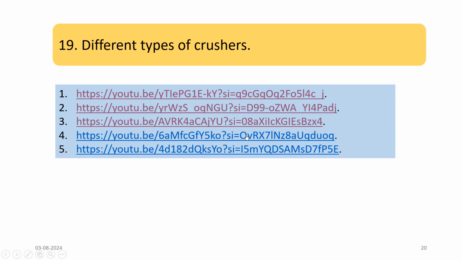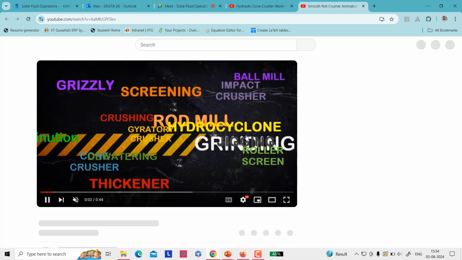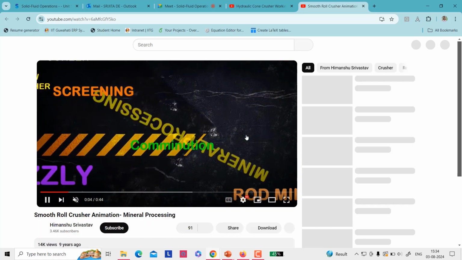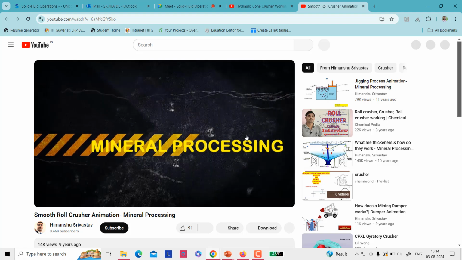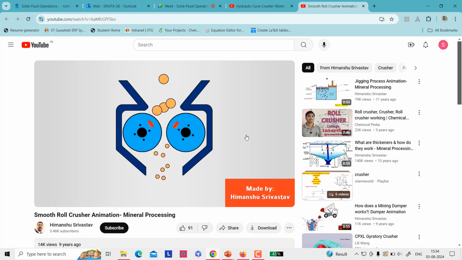Next is the smooth roll crusher. Here you can see that the two rollers are rotated in opposite directions, and with the help of friction and gravity, the bigger particles are getting crushed inside the two rolls, and smaller particles are getting created.